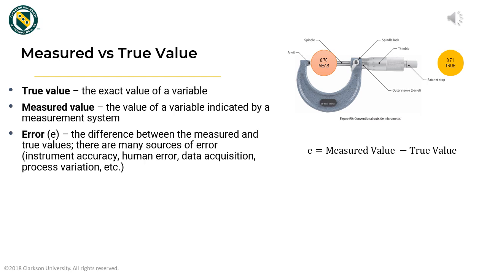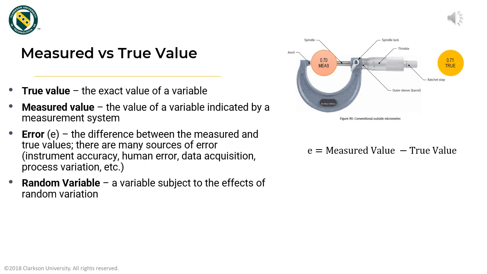Simple counting operations like output, yield, or backlog might not have error for reliable systems. But measurements of physical or process variables, size, pressure, temperature, force, flow rates, speeds, and key operating variables like time and cost are likely to have errors.